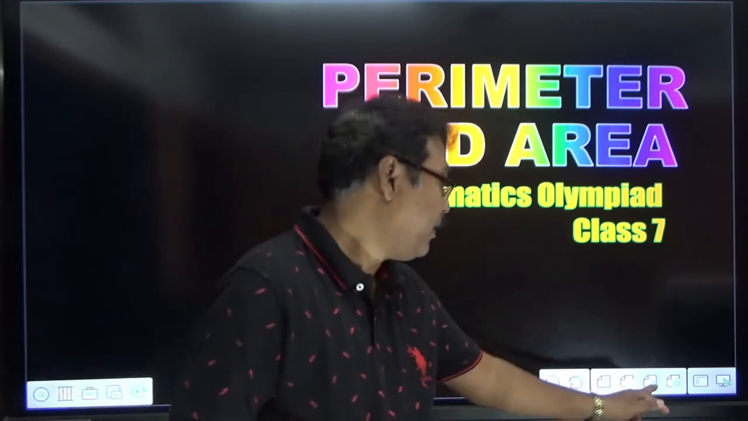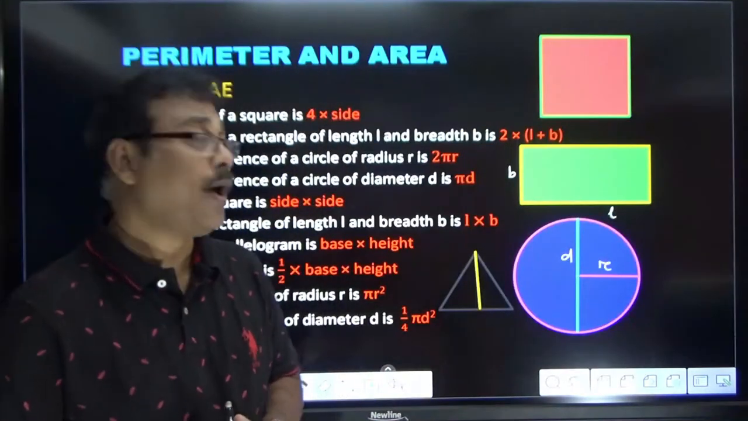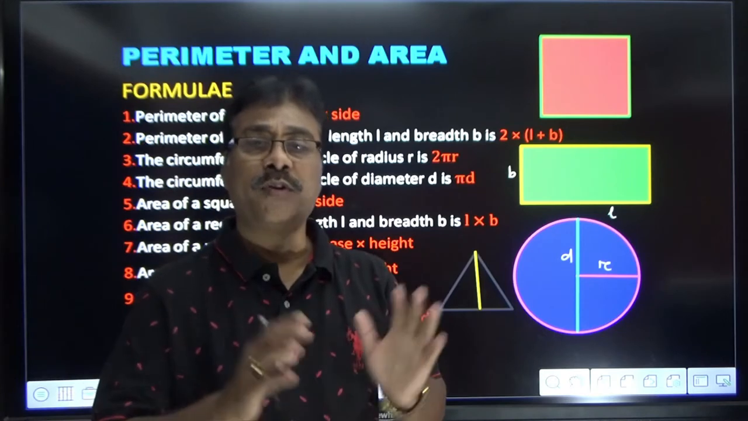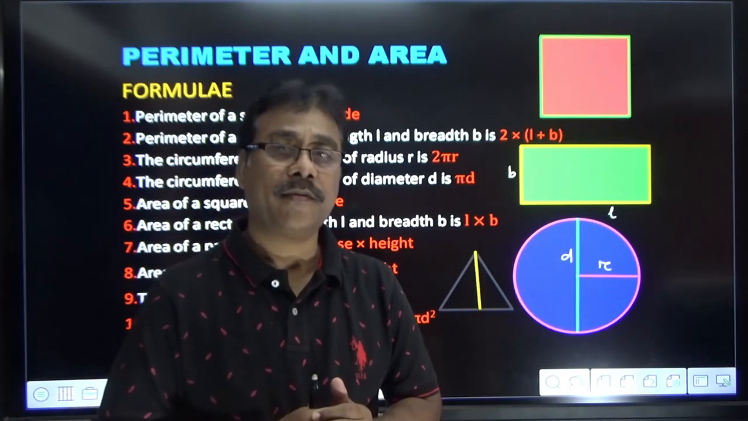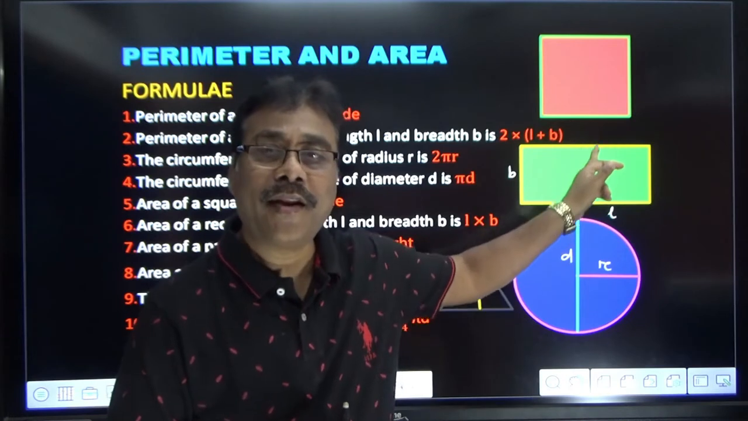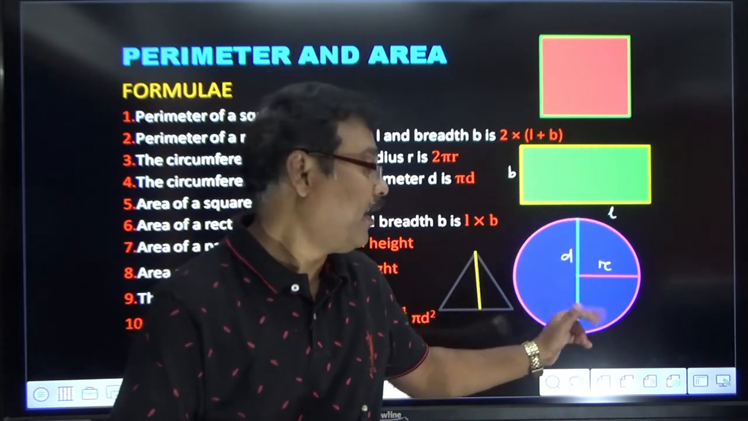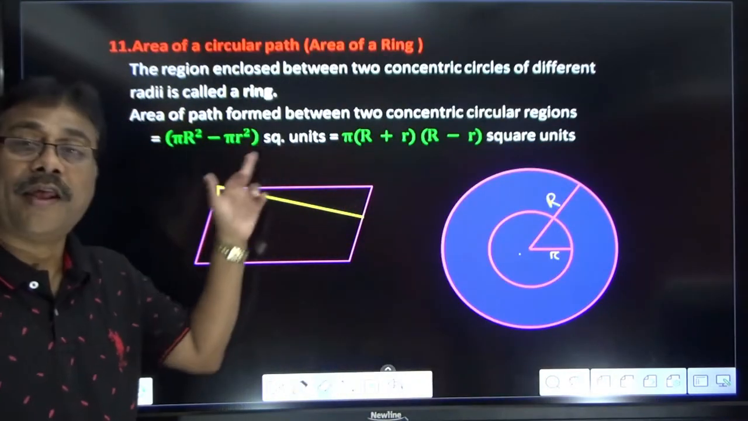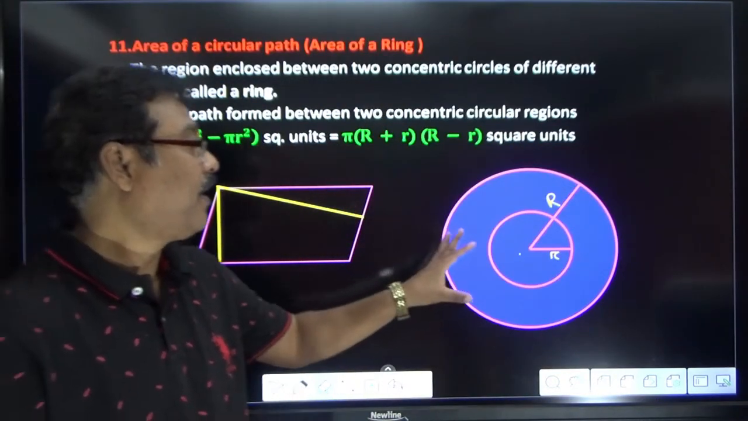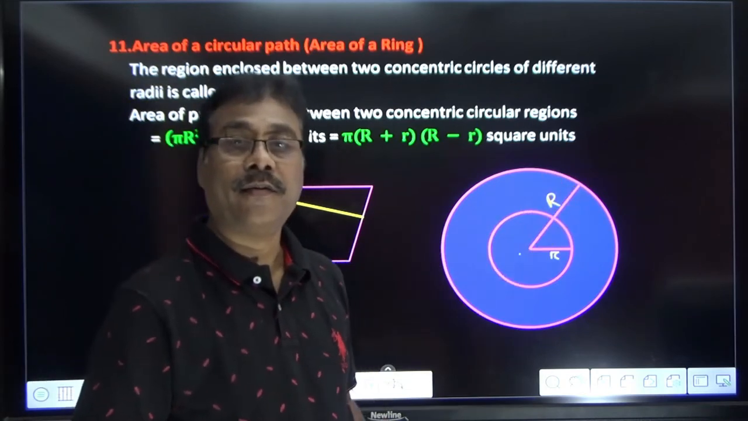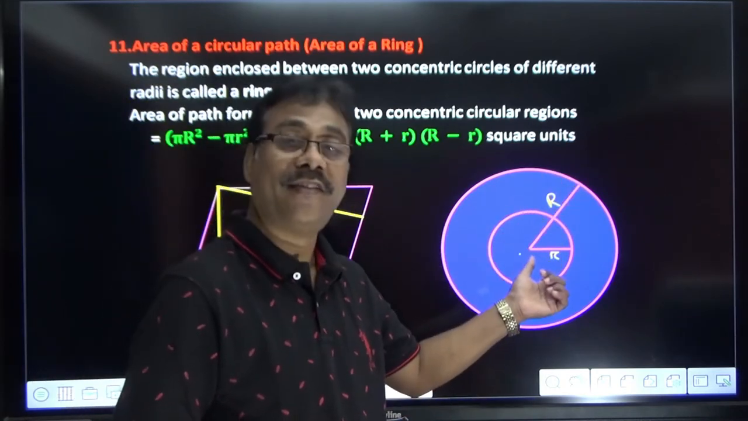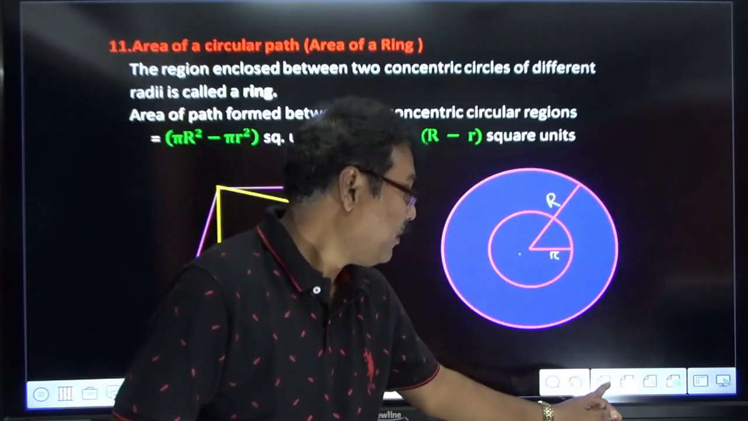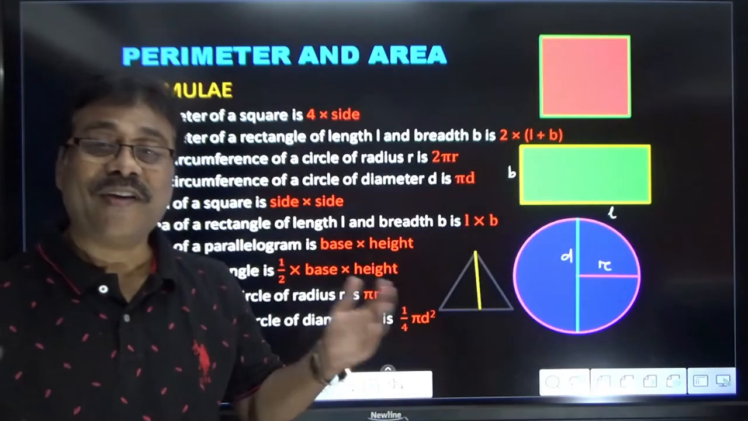Let us see. Now you see, we have got 1, 2, 3, 4 figures here. You must be knowing the name of these figures. Yes, it is a square, it is a rectangle, it is a circle, and it is a triangle. Some more figures you can see. This is a parallelogram. And these are concentric circles, circles having one center and different radius. Okay, now let us see how to find out what is perimeter.